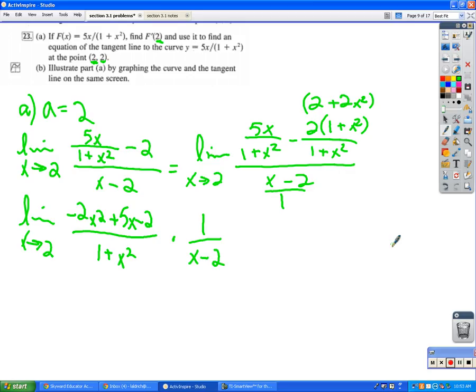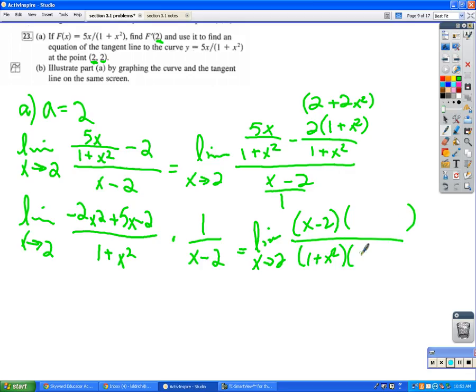So that means I know that this top thing is going to factor into x minus 2 times something, over 1 plus x squared times x minus 2. Okay? What is it that it multiplies by? Negative 2x plus 1?